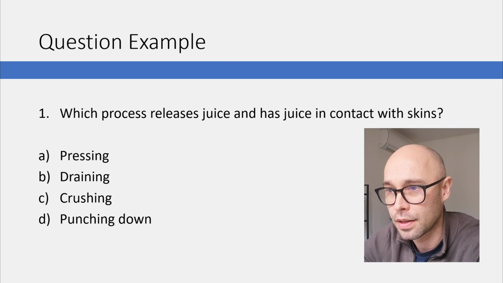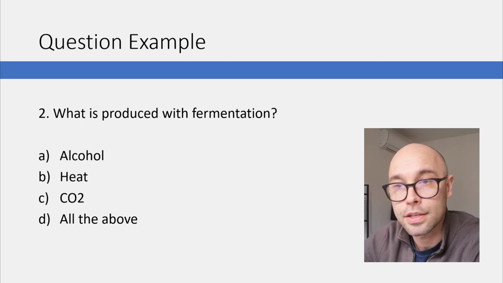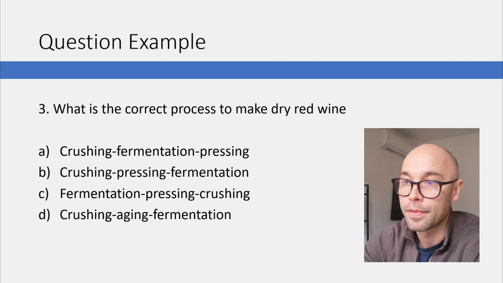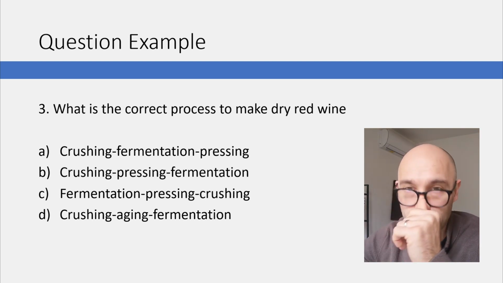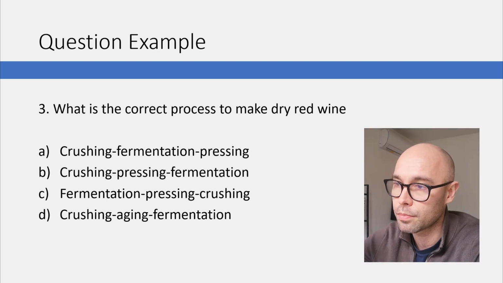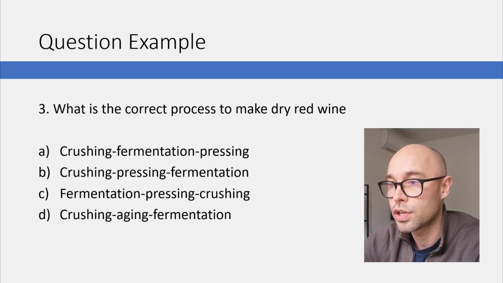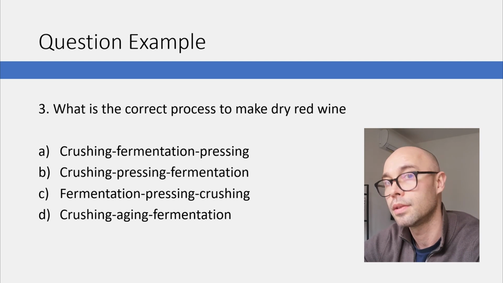Okay, forgot that. Second question is, what is produced with fermentation? Alcohol, heat, CO2, all the above. The correct answer is D, all the above. What is the correct process to make dry red wine? And this is a common question that you get on WSET. Crushing, fermentation, pressing; crushing, pressing, fermentation; fermentation, pressing, crushing; crushing, aging, fermentation. Correct answer is A, crushing, fermentation, pressing.